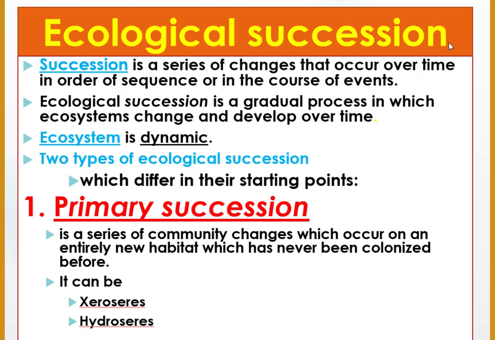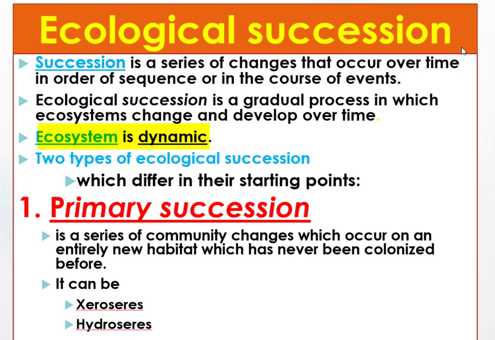What is succession? Succession is a series of changes that occur over time in order of sequences or in the course of events. Ecological succession is a gradual process in which ecosystems change and develop over time, since ecosystems are dynamic. That means the ecosystems that exist today did not always exist. They have developed from other previous ecosystems through succession.